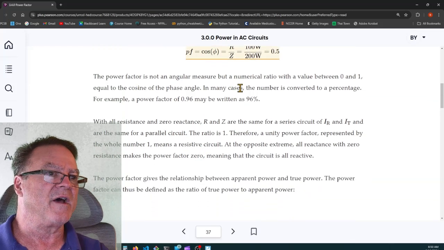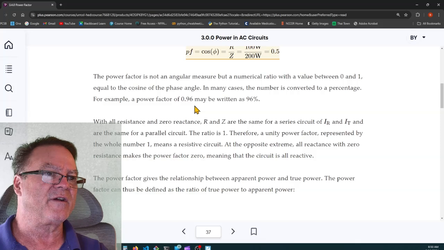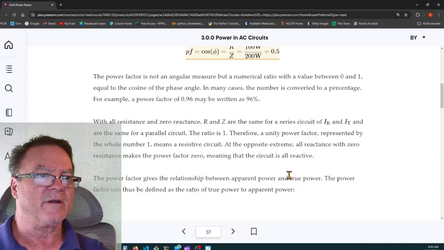Okay. Power factor is not an angular measure, but a numerical ratio with a value between 0 and 1, equal to the cosine of the phase angle. In many cases, the number is converted to a percentage. For example, a power factor of 0.96 may be written as 96%. Okay.